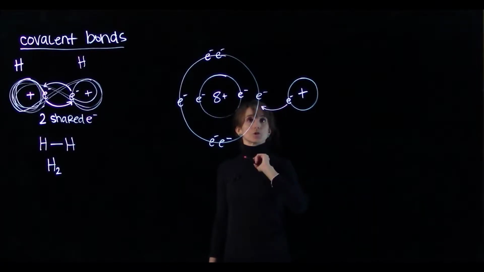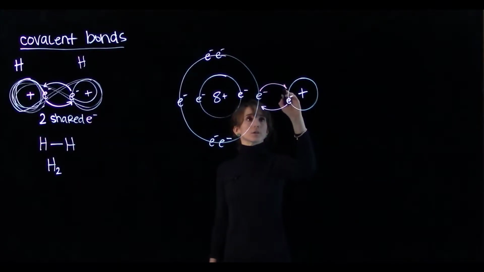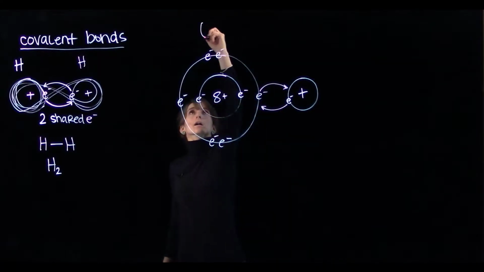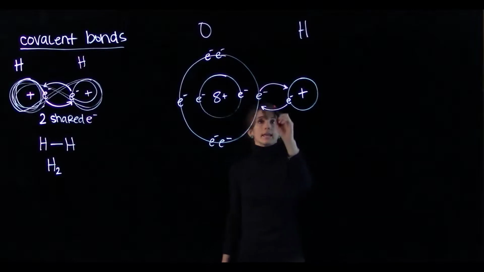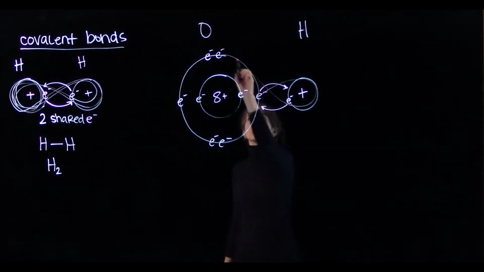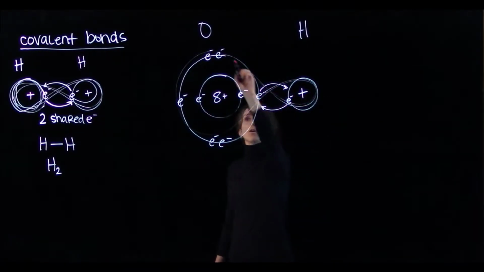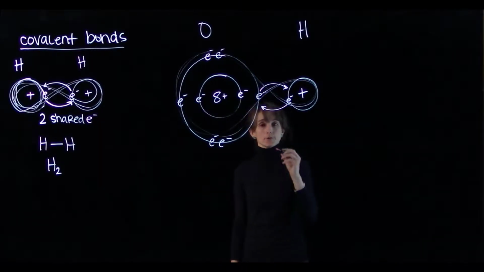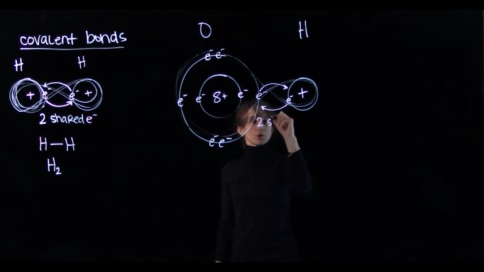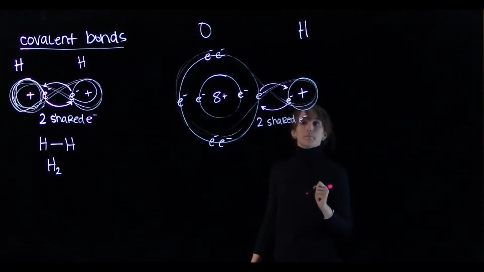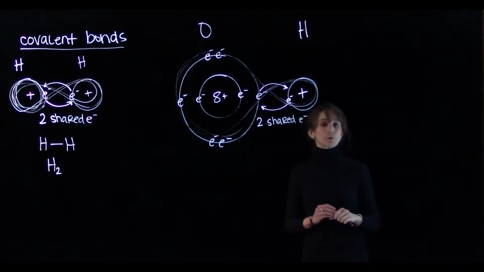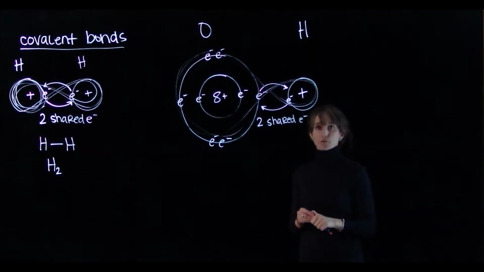So the hydrogen will share 1, the oxygen will share 1 back. That's oxygen, this is hydrogen. And now those electrons are going to be moving back and forth from oxygen to hydrogen. So we have 2 shared electrons here, meaning we have a covalent bond formed between this oxygen and hydrogen.